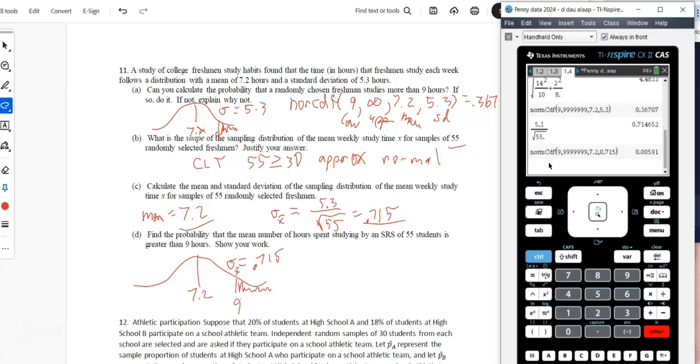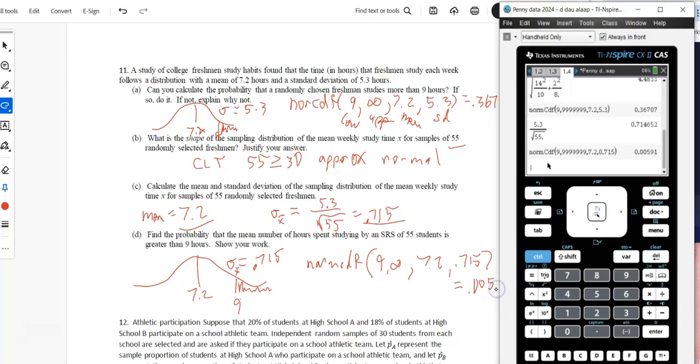I think that should be right. So again, we write down the full command there: normalcdf(9, infinity, 7.2, 0.715) equals 0.0059. Oops, 9. And then label those: lower, upper, mean, and deviation.